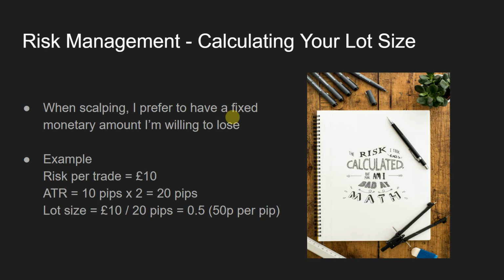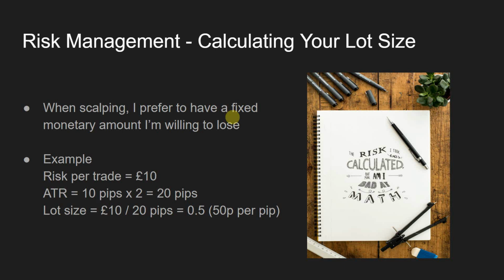So times that by 2, we know that our stop loss needs to be 20 pips. Now that we know how much we want to risk, £10, and we know the stop loss is going to be 20 pips away from price, we can then calculate our lot size, how much size we're actually going to put on this trade. In this example, you take the amount you're willing to lose, £10, and divide it by the number of pips your stop loss is going to be, which is 20. That gives you a lot size of 0.5, which is 50p per pip or per point.